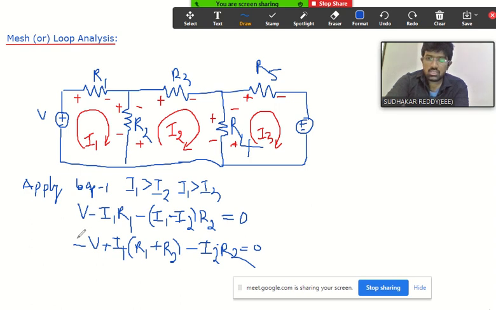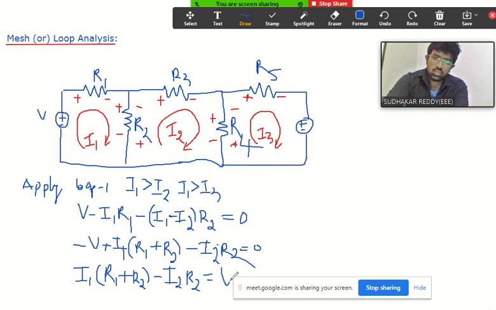Now take this minus V to the right side. Then you get the final equation: I1 into R1 plus R2, minus I2 into R2 equals V. So this is the first equation, equation 1. All of you understood how I wrote the KVL equation, right?